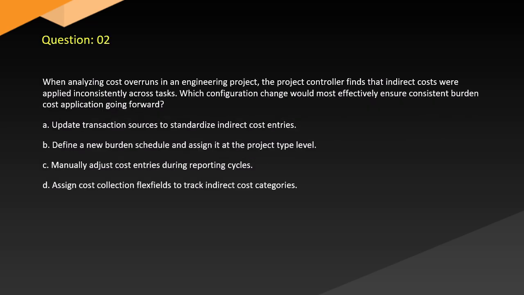Question 2. When analyzing cost overruns in an engineering project, the project controller finds that indirect costs were applied inconsistently across tasks. Which configuration change would most effectively ensure consistent burden cost application going forward?